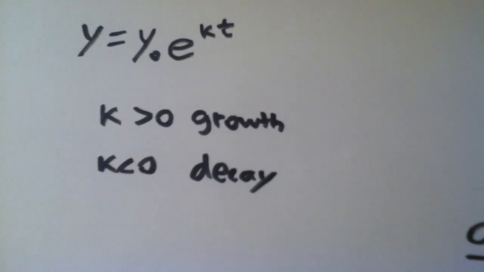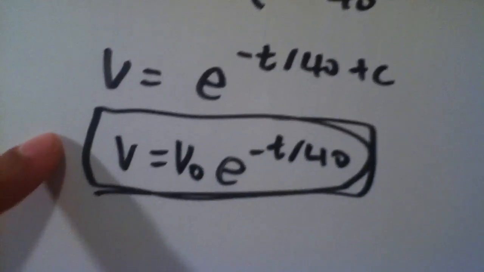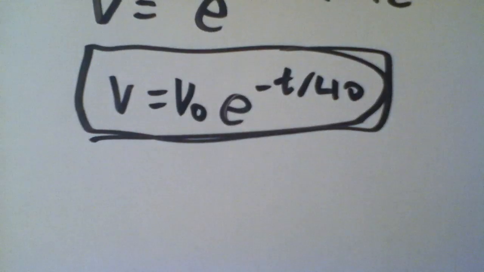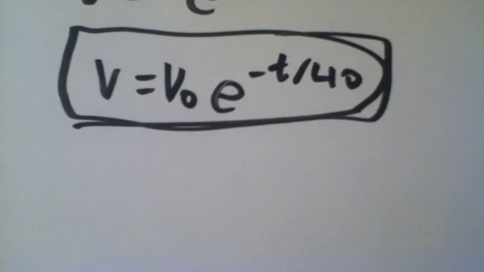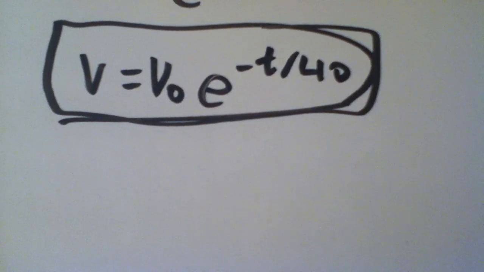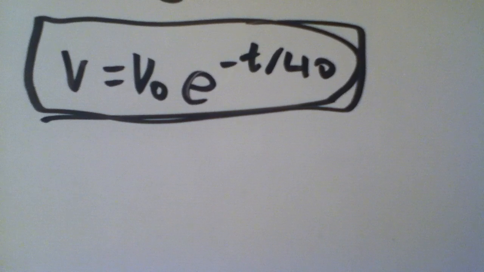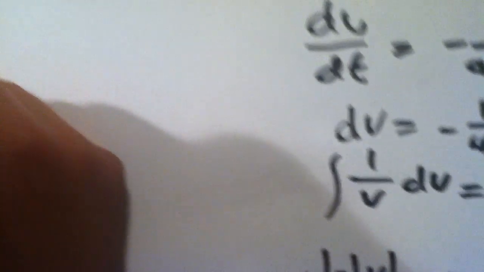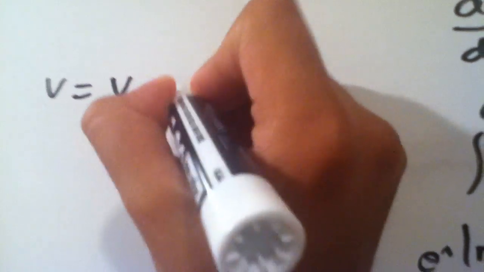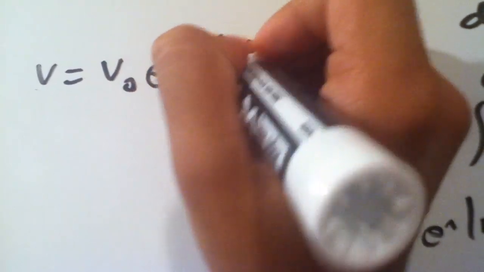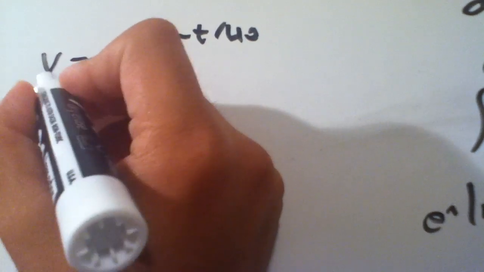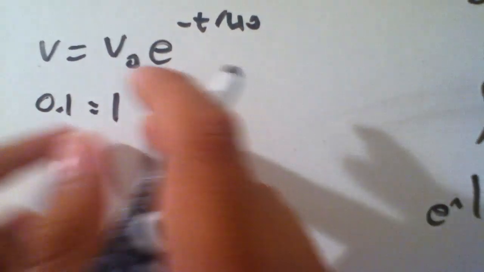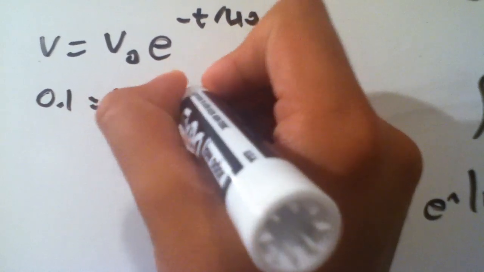Now we can use this equation that we found to solve anything else that we need to. If it asks how long it will take for the voltage to drop to 10% of its original value, all we have to do is rewrite the formula we found. If we want to drop to 10%, the initial is always 1, so this will be 0.1, basically 100%, 10%, equals e to the negative t over 40.